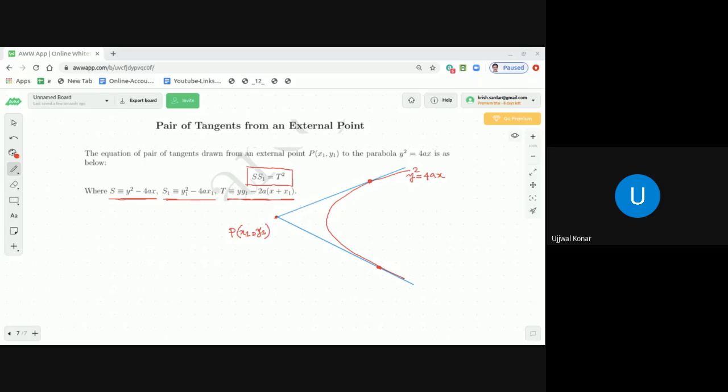Our next point of discussion is the chord of contact, dear students. The next point of discussion is the chord of contact, and that I am going to discuss on the next page.